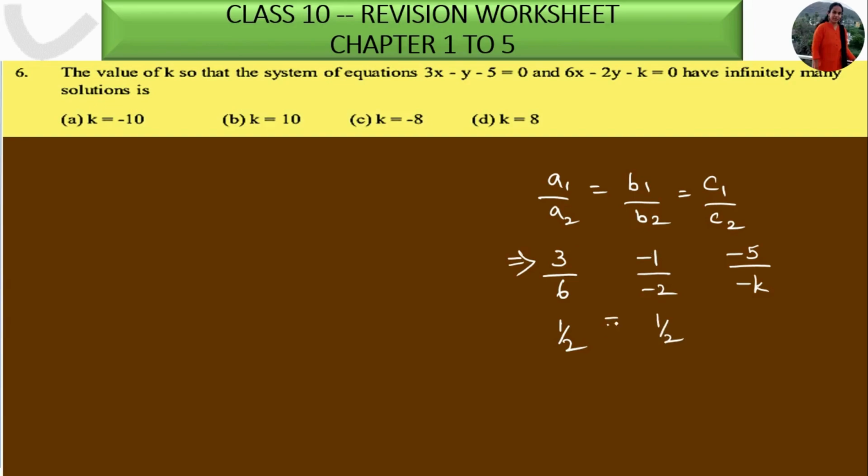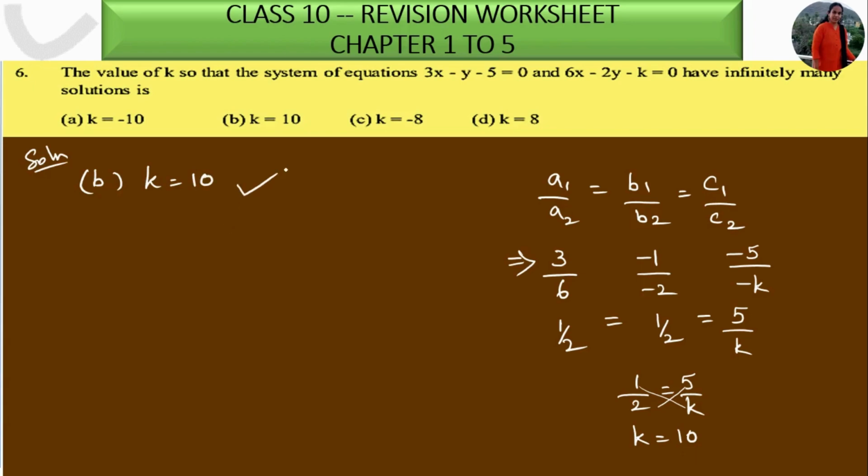So 1 by 2. So we are getting a1 by a2 is equal to b1 by b2, which is equal to, if negatives get cancelled, you will get 5 by k. So you can equate any equation. 1 by 2 is equal to 5 by k. So cross multiply here. 1 into k is k, 5 into 2 is 10. So k is equal to 10. So what is the solution? Option B, k is equal to 10 is the right answer.